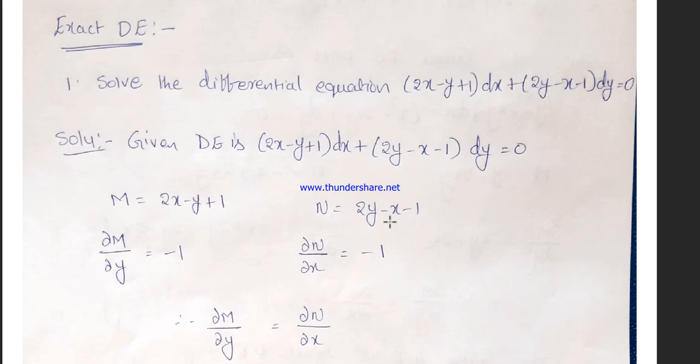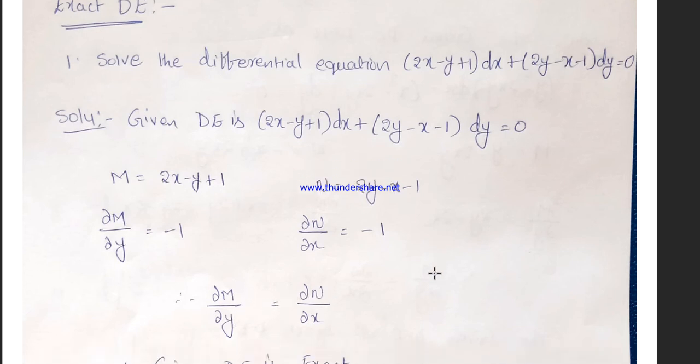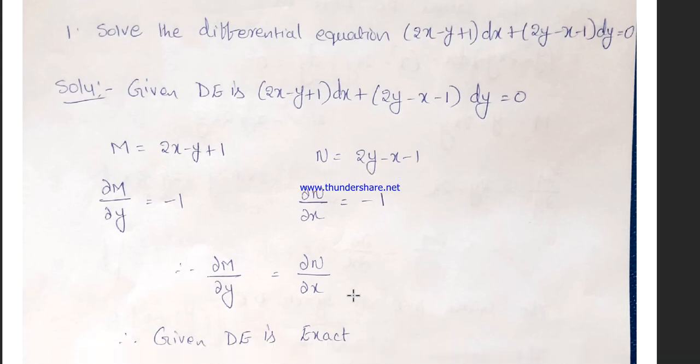And N is equal to 2y minus x minus 1. But we need to find ∂N/∂x, that is equal to minus 1. How do we get this minus 1? 2y derivative is 0, minus x derivative is 1. So ∂M/∂y equal to ∂N/∂x, because ∂M/∂y value is minus 1, ∂N/∂x value is also minus 1. So the given differential equation is exact because it satisfies the condition of exactness, that is ∂M/∂y equal to ∂N/∂x.